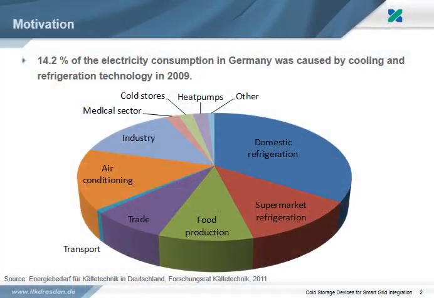Why do we talk about cooling technologies in the context of renewable energies and smart grid? To answer this question, I would like to give you some figures. 14.2% of the electricity consumption was caused by cooling and refrigeration technology in 2009 in Germany. If we have a look at the distribution over different sectors, we find that the main contribution is given by domestic refrigeration with a share of about 1/3. Other important electricity consumers are industry, air conditioning, food production, and supermarket refrigeration. So it is worth thinking about the role of these technologies in the future energy supply system.